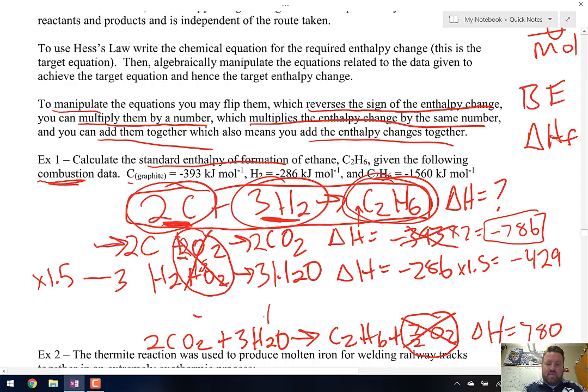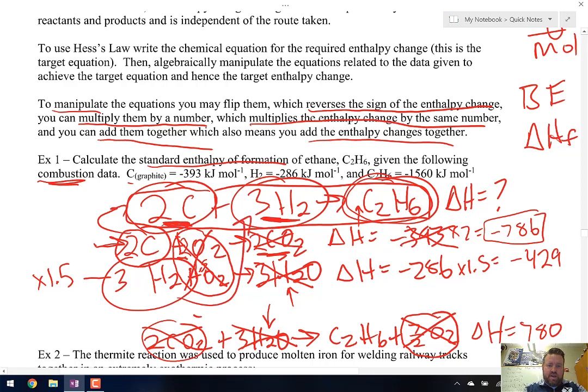Okay, and then down here we have 3 waters on the reactant side. Up here we have 3 waters on the product side. Cancel. And then in the first reaction we have 2 CO2s. In the last reaction on the reactant side we have 2 CO2s. Those cancel. So again, if you have the same thing on the reactant side and on the product side, they cancel. And you'll notice that overall, 2 carbons, 3 hydrogens, and our C2H6 are all that we have left.